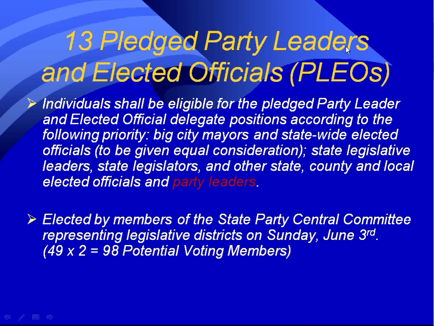The people who elect PLEOs are going to be the members of the State Party Central Committee representing legislative districts. They'll be electing PLEOs on Sunday, June 3rd. Now, there are 49 legislative districts in Washington State, and the charter and bylaws of the State Central Committee state that each legislative district shall have 2 representatives, 1 man and 1 woman. So there's a potential of 98 voting members who will be electing these PLEOs.